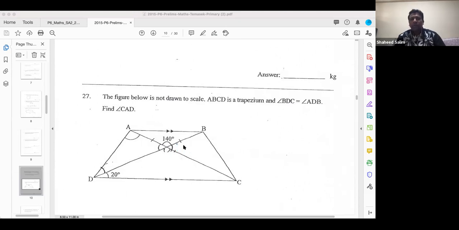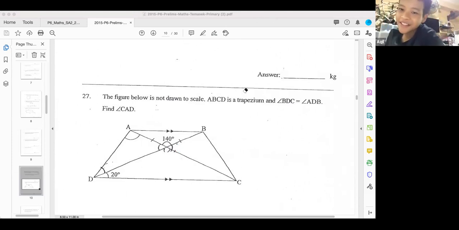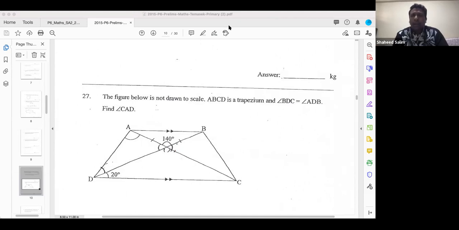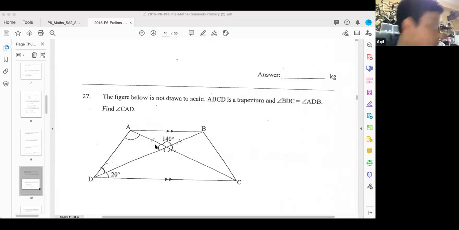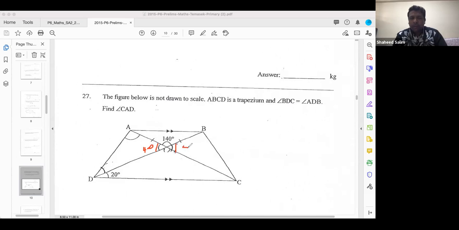So we are trying to find angle CAD. My suggestion is to label it. It's 40. Okay, I'll label the 40 for you. This one is 40. This one is 40. Good. All of these. And then they tell you angle BDC equals angle ADB.